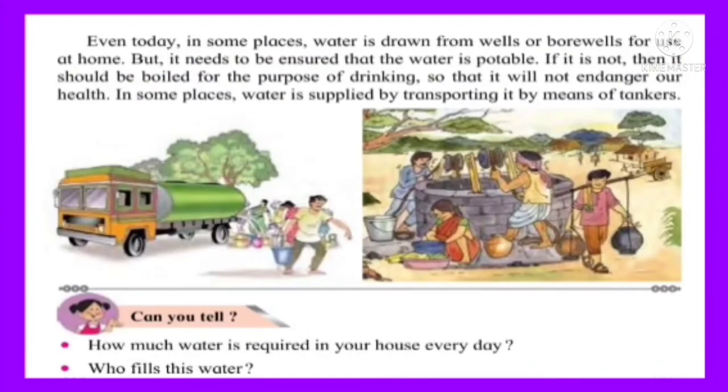Now, in some places water is drawn from the wells. You can see on the picture. There are bore wells which are also used to draw water, and they get water to their houses. In their houses, if they need some water, they have to go and fetch water from the wells, right? But it need not be safe at times. The wells are open, right? What can happen? Some dirt can be put inside it. So it is not potable. That means it is not clean and safe for drinking. Therefore, it may cause diseases. It may endanger the health.